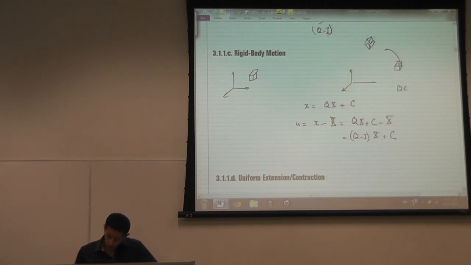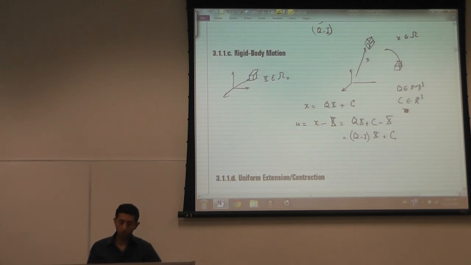Q is a rotation matrix. c is a vector. And of course, x is an element of the deformed configuration, and capital X is an element of the undeformed or reference configuration.